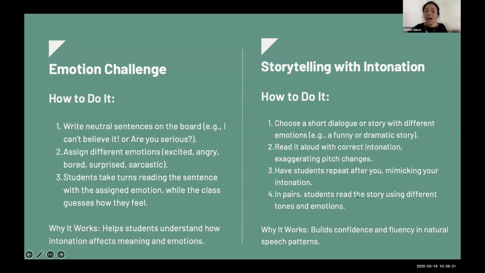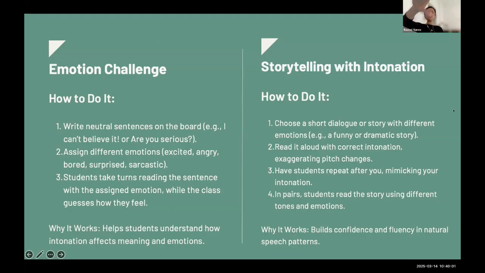So here, you might tell a group of students, okay, you're going to read the story being angry. You're going to read the story excited. You're going to read the story like you're bored. So why does this work? It helps students understand how intonation affects meaning and emotions. It also builds confidence and fluency in natural speech patterns.